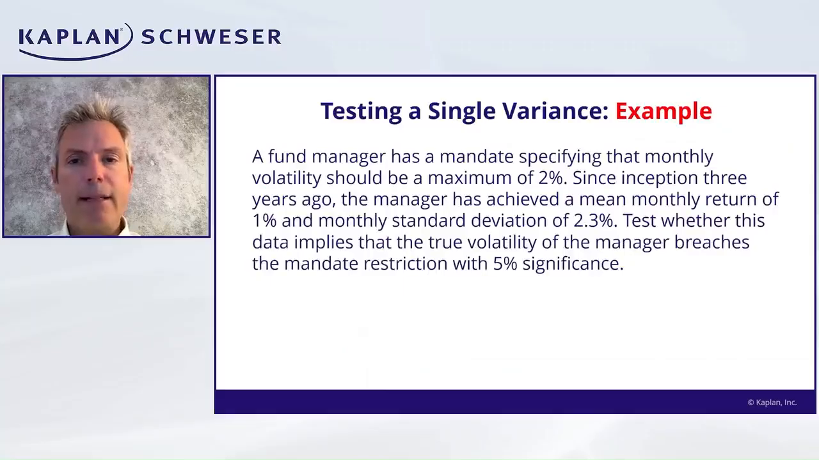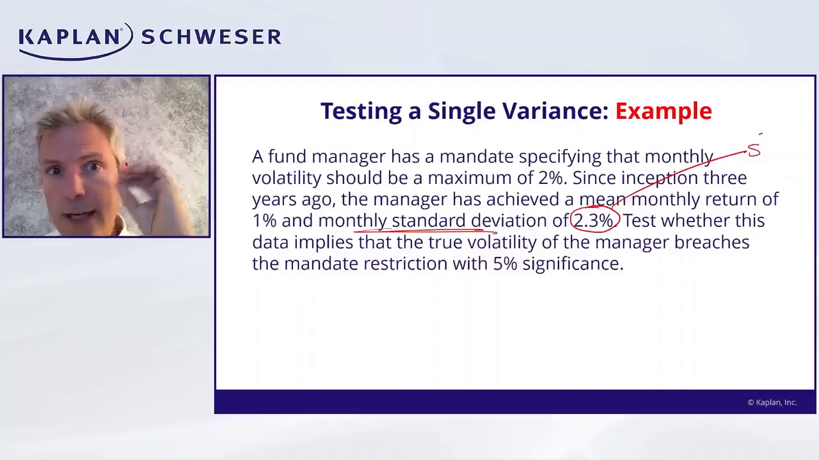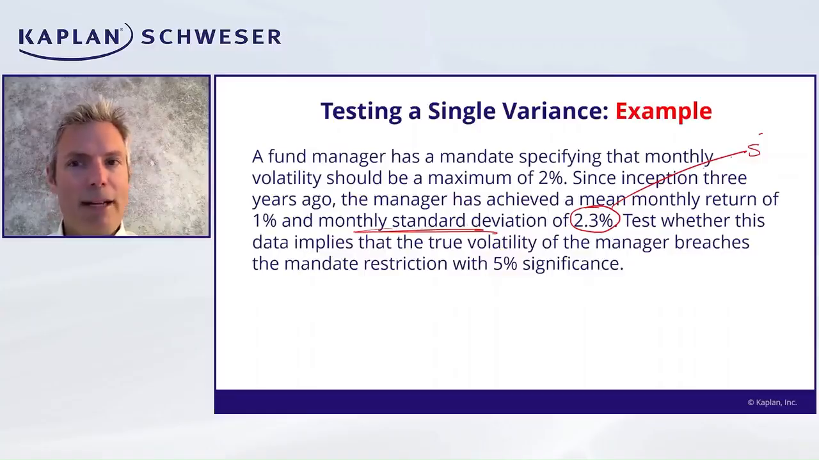A fund manager has a mandate specifying that monthly volatility should be a maximum of 2%. That's a crucial figure. Since inception 3 years ago, the manager has achieved a mean monthly return of 1%. Not massively interesting now. This is, though, a monthly standard deviation of 2.3%. So let's label that S squared. Now you can see how important labeling is. I almost mislabeled that. When you label, like I did just there in real time, you second check that your label's correct, automatically. And I don't label that S squared at all, do I? Very important that I just labeled that S.